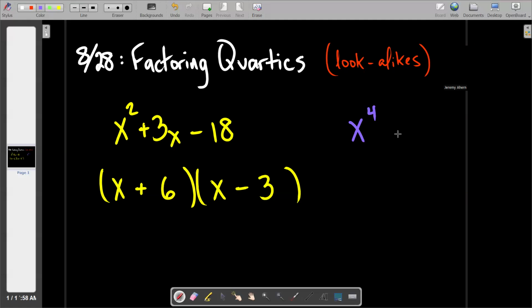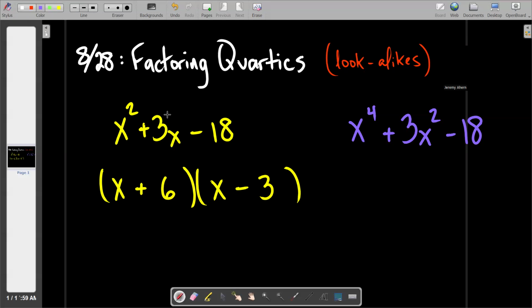And my plus 3x is now plus 3x to the double 2. And my minus 18, there are no x's, so I just leave it alone. There, for the first time in your math life, is a quadratic lookalike, or a quartic, or a quadratic form. And when you factor it, it's actually really easy if you're ready for it to be easy.